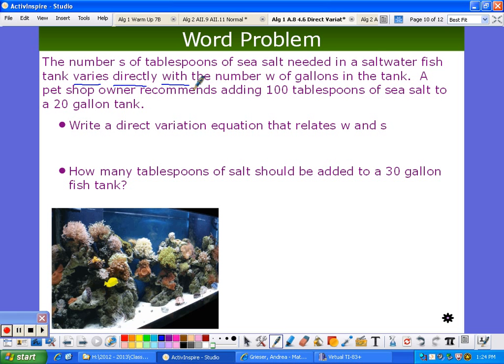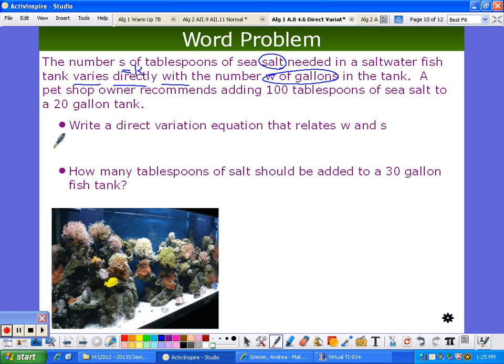Let's read the problem again. The number of tablespoons of sea salt varies directly with the number of gallons of water. We're using W to represent that. Salt varies directly with water. Now you're going to translate that English into math. Ready to write this down? Varies directly with always translates to equals K.